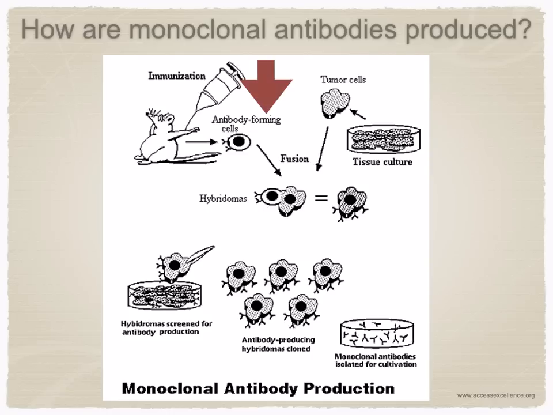Okay, let's have a look at how monoclonal antibodies are produced. Firstly, a mouse is immunized with an antigen. This stimulates the B cells within the mouse to proliferate and to produce a mixture of antibodies. The plasma from the mouse is tested to confirm the presence of the antibodies. The plasma, or the spleen of the mouse, is then used to get the B cells that are making these antibodies.